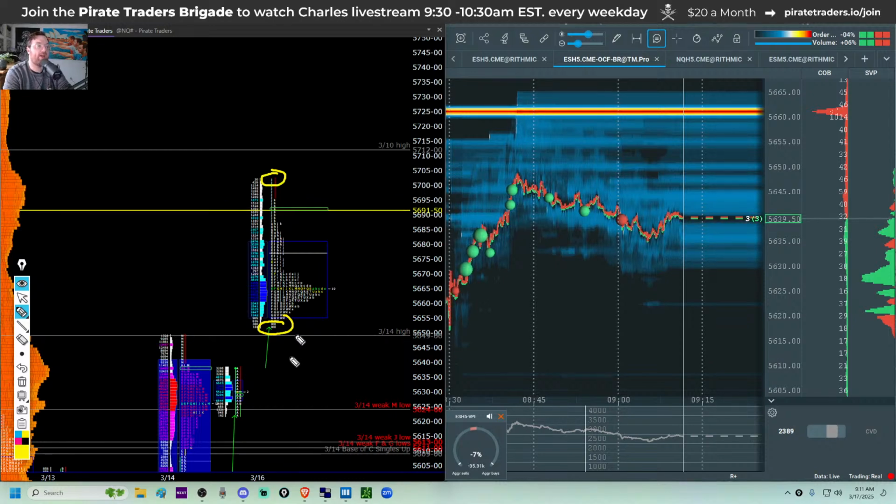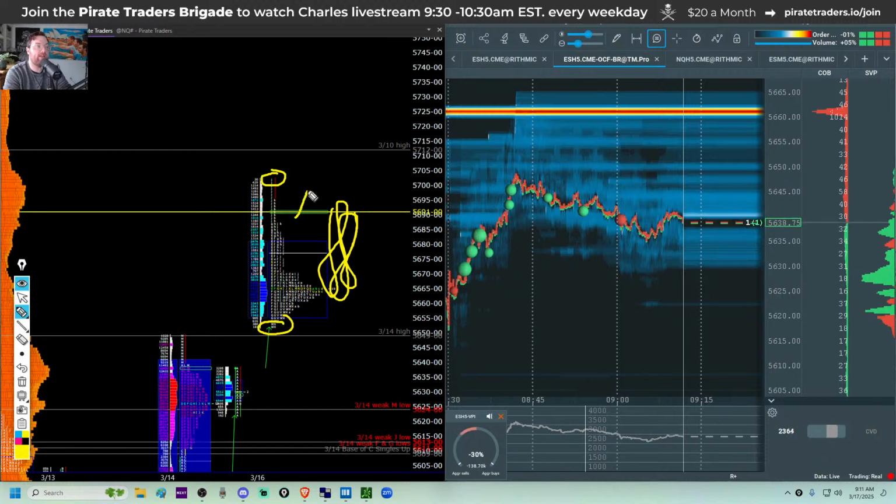As long as we're in between those two levels, I expect chop. I expect the market to go up and down and up and down and up and down and drive as many traders mad as it possibly can. If the market is able to get above the overnight high, then I will be bullish for continuation to the upside.